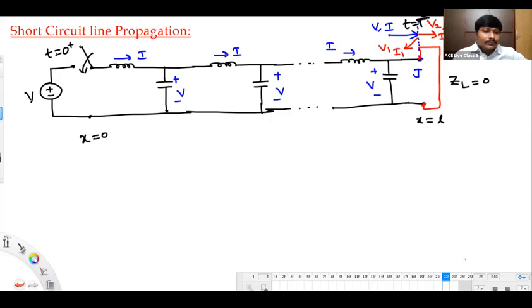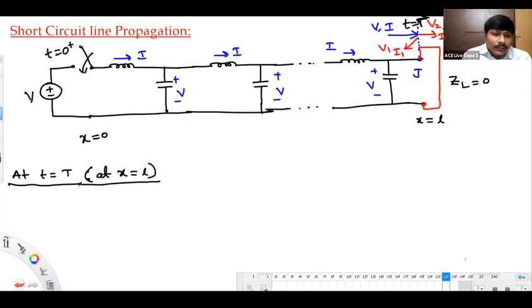Next, let's continue like this. I will write in the same way: at time t equals capital T, location x equals L. Incident voltage and current, in bracket you write that location also, are V comma I.